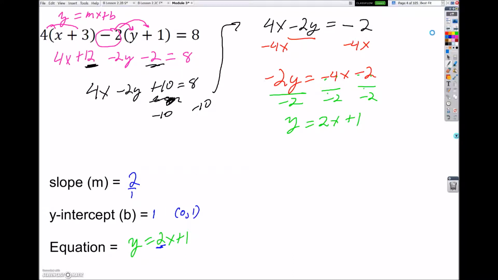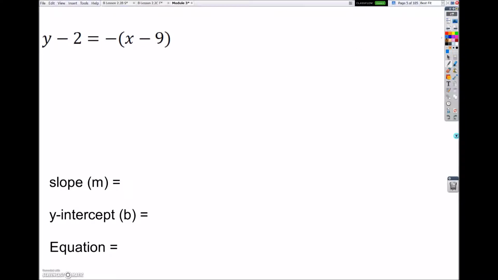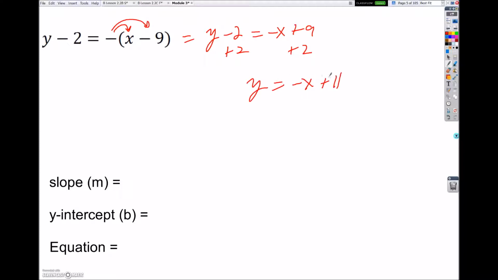All right, so moving on to the next one. Same idea, I need to get the y all by itself, and I'm going to start by distributing this negative to the x and to the negative 9. So that's going to be y minus 2 is equal to negative x plus 9. And all I'm going to do now is add 2 to both sides to get y equals negative x plus 11. So here's my equation, y equals negative x plus 11.